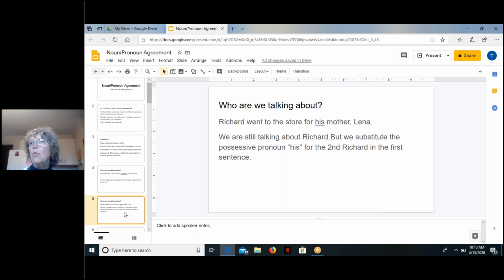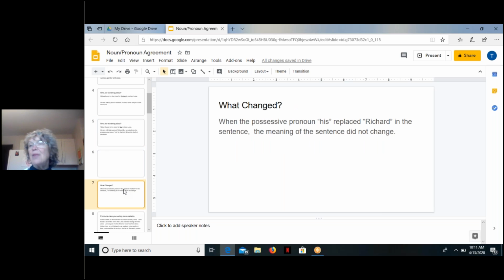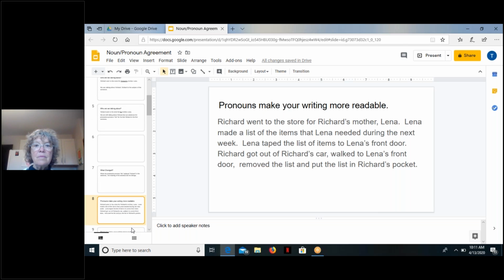Instead of reading the word Richard twice, we're able to use the shorter pronoun, his, and make the writing a little bit more accessible to the reader. But what changed? Nothing changed in our sentence. Even though we replaced the second Richard with the pronoun his, we still know exactly who we're talking about in this sentence.